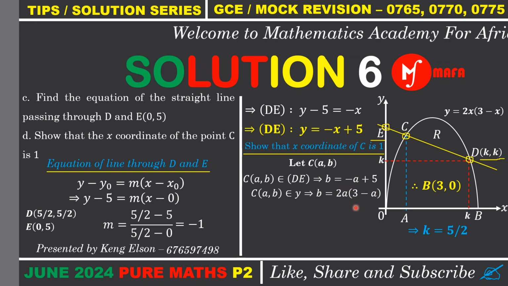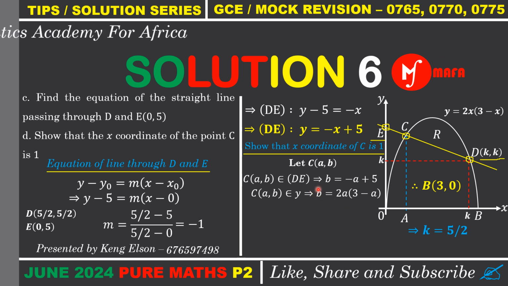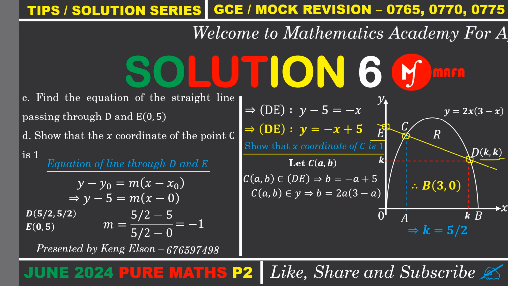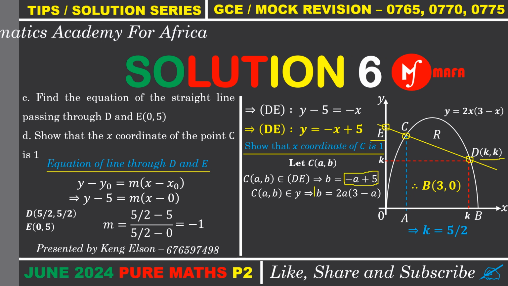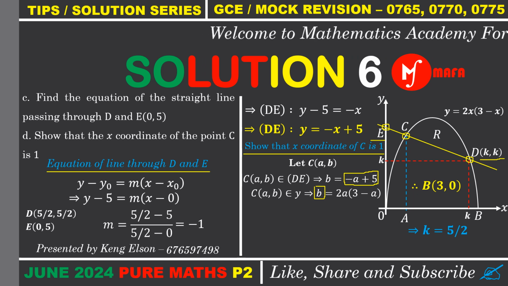So we have these two equations and we need to solve for the x coordinate, which means let's try to eliminate the y coordinate, which is b. So I'm going to take equation 1, which has b as -a + 5, and replace it in equation 2 in the position of b, so that everything becomes in terms of a, and I find a.